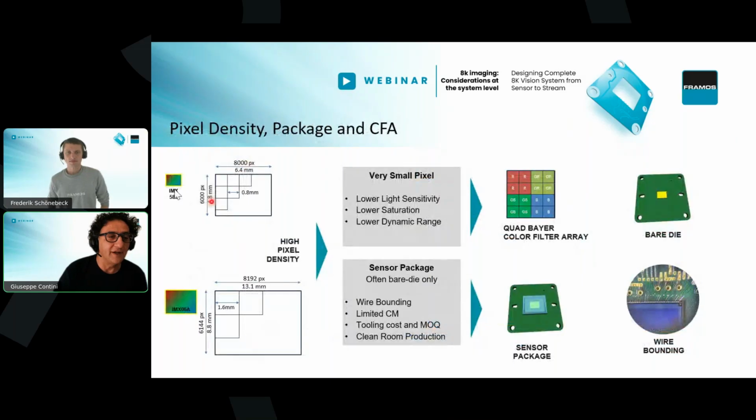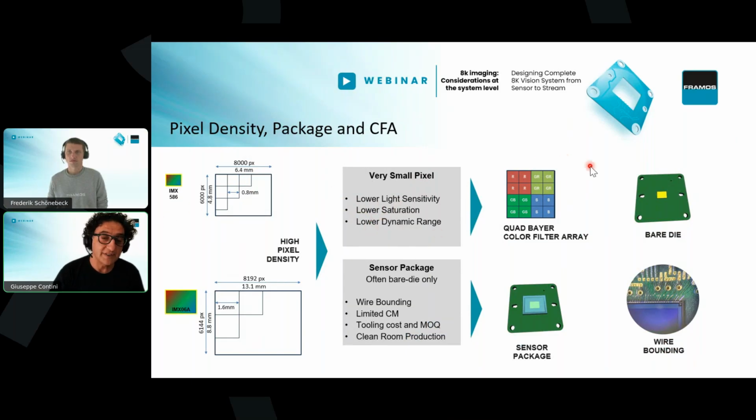Now, what does a small pixel size mean? A small sensor means a small pixel size. The 586 comes with 0.8 micrometer per pixel, and this is a very small pixel size. It means very low light sensitivity, and it means lower saturation. The bucket is smaller, and as a consequence, a lower dynamic range.